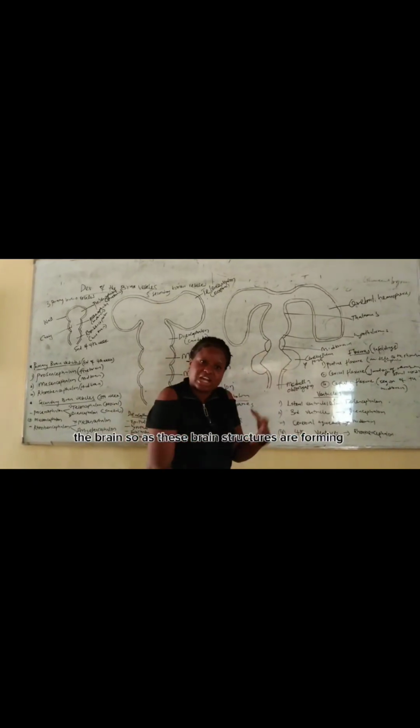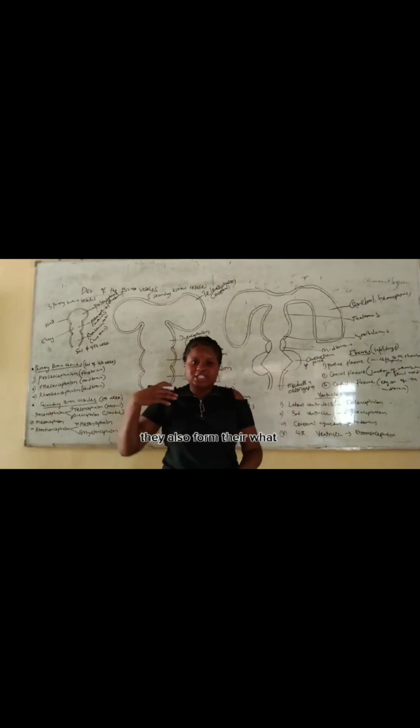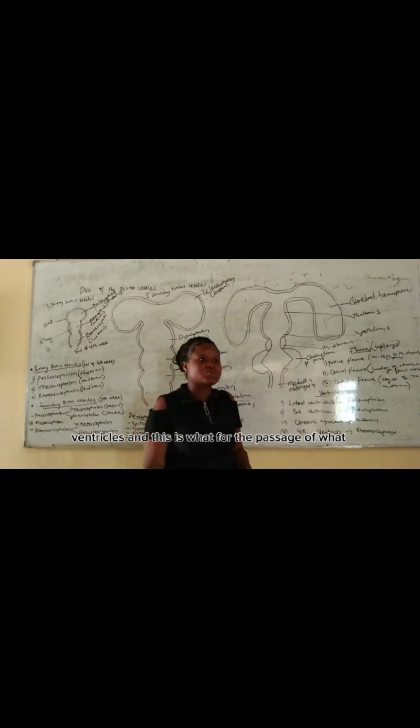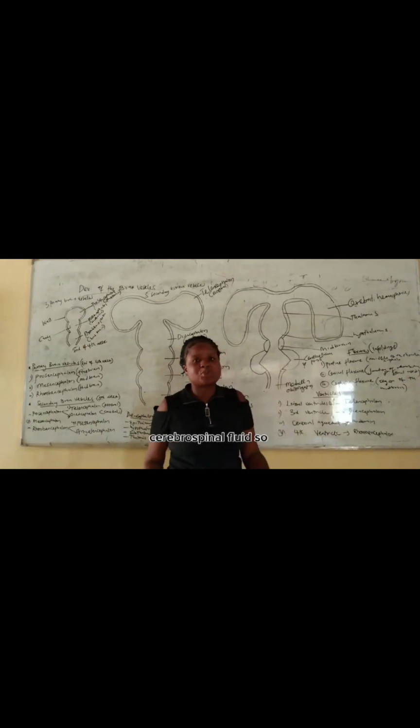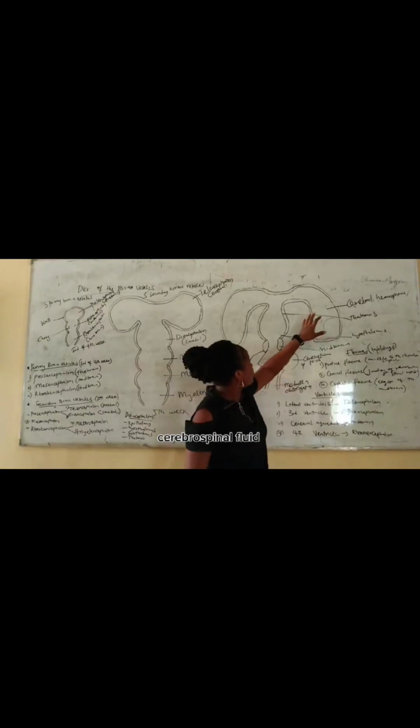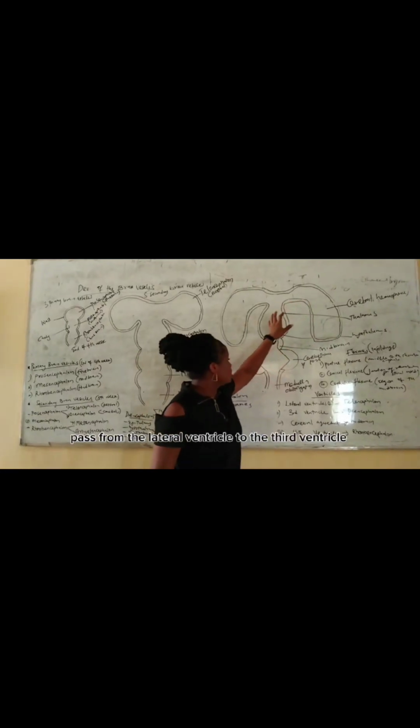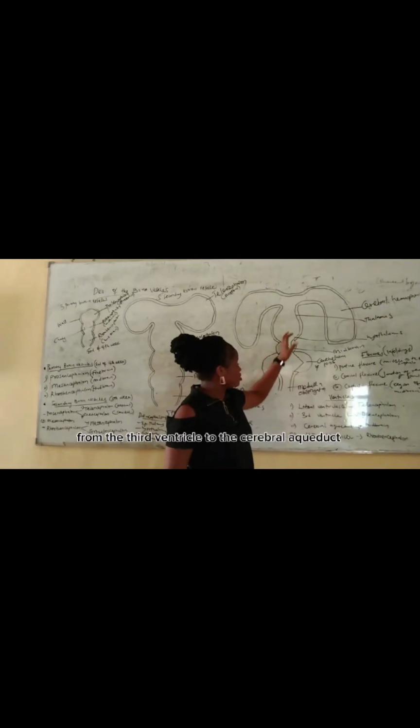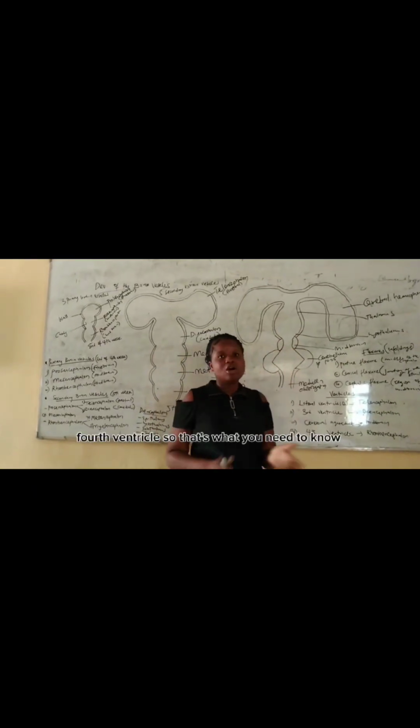So as these brain structures are forming, they also form their ventricles. And this is for the passage of cerebrospinal fluid. So cerebrospinal fluid passes from the lateral ventricle to the third ventricle, from the third ventricle to the cerebral aqueduct, and from there to the fourth ventricle. So that's what you need to know.